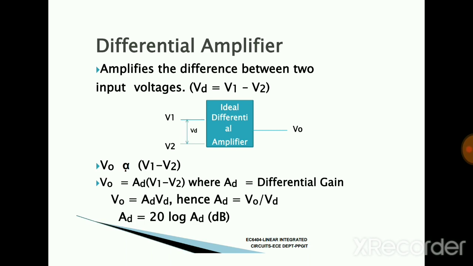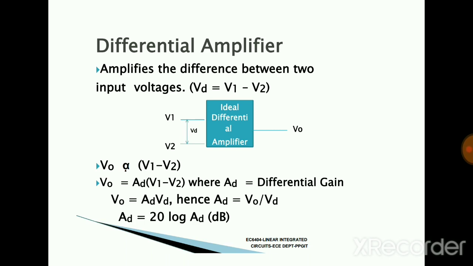To remove the proportionality, we need to add a constant called the proportionality constant, and for that we use AD. So V0 directly proportional to V1 minus V2 becomes V0 is equal to AD into V1 minus V2, where AD is your differential gain. Gain is nothing but the output voltage by the input voltage.